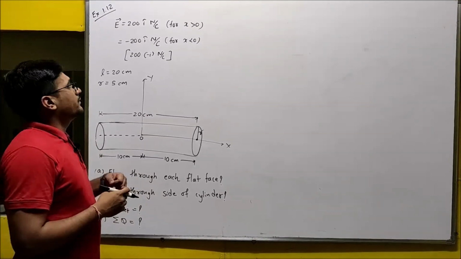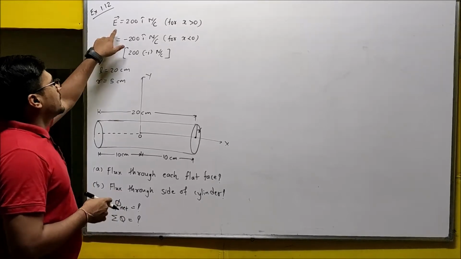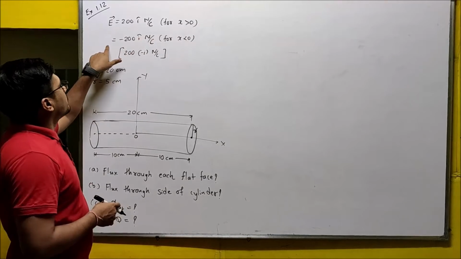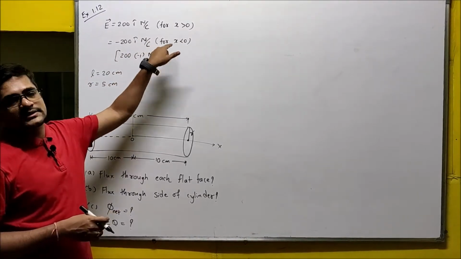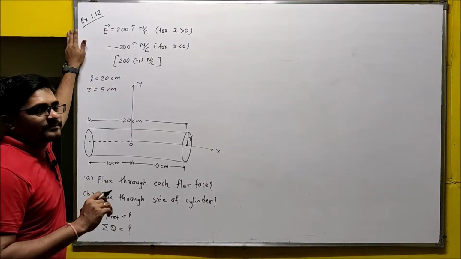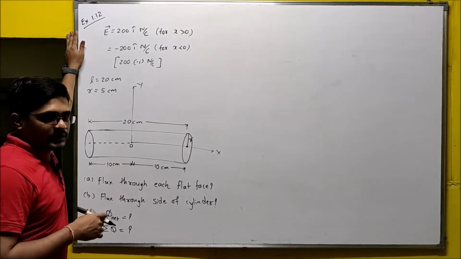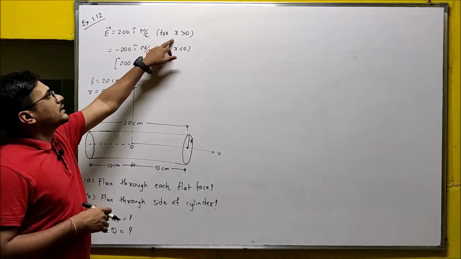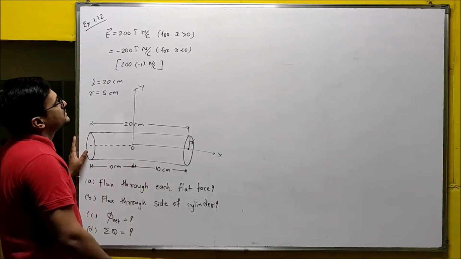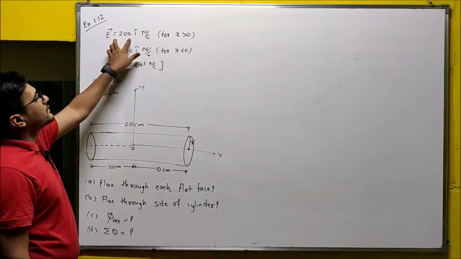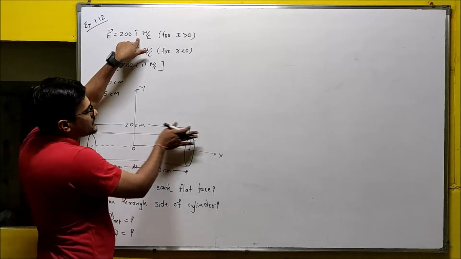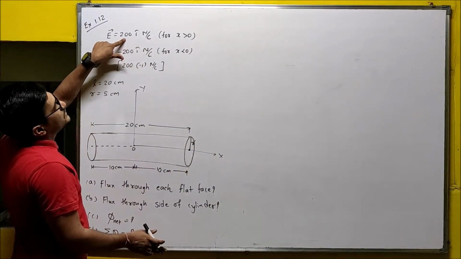In example 1.12, it is given that the electric field is like this for x greater than 0 and like this for x less than 0. This I cap shows that the electric field is in the x direction only, right? For x greater than 0, meaning the right side portion on the positive x axis, the electric field is denoted by 200 I cap. I cap means the direction is positive x and the magnitude is 200.